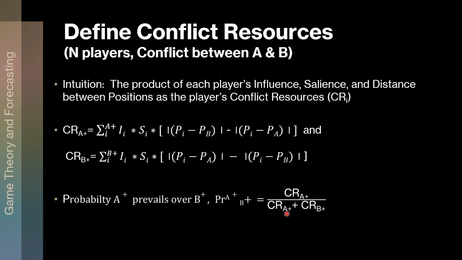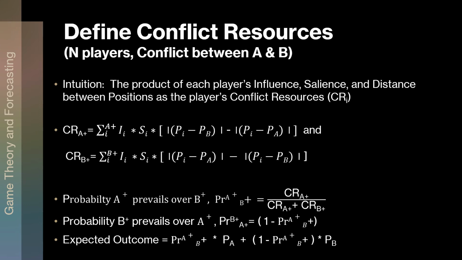Because now we're saying we take the conflict resource of coalition A plus divided by the total, the sum of A plus's conflict resources and B plus's conflict resources, and we get the probability. Still pretty much the same thing we did at first. It's just been complicated by having some more stuff in there. We've added some steps. And then, of course, the probability that B plus prevails over A plus is going to be 1 minus the probability of A plus over B plus. So that should make sense, right? And as always, our expected outcome, we calculate the same way as we did before. I'm not going to even try saying all this notation, but hopefully you get the idea. If you don't, let's look at an example.